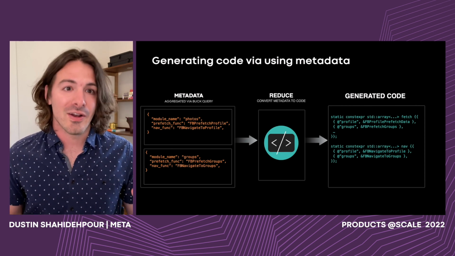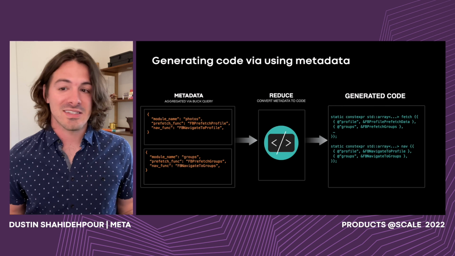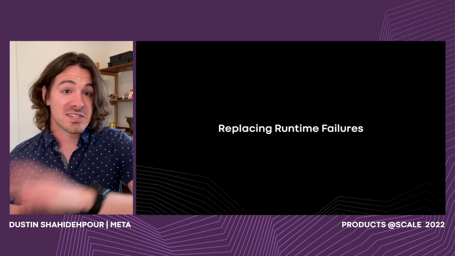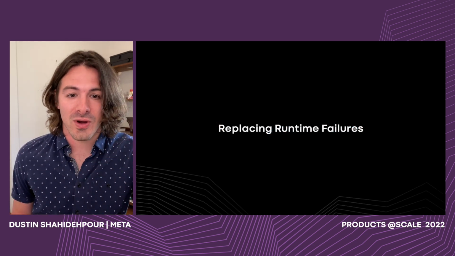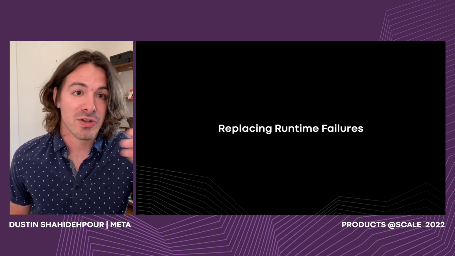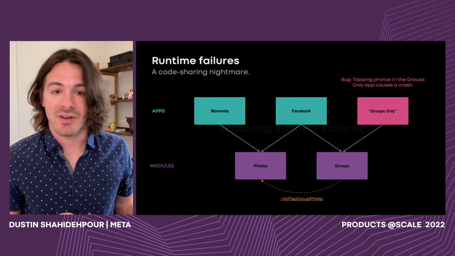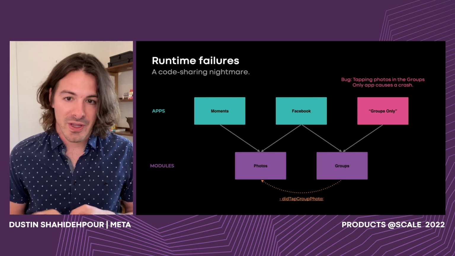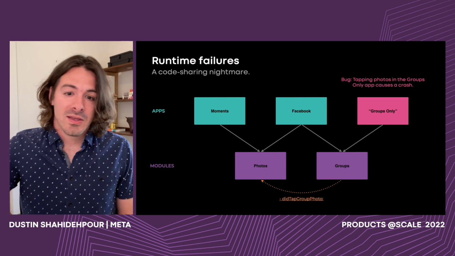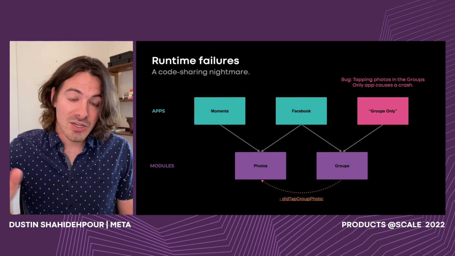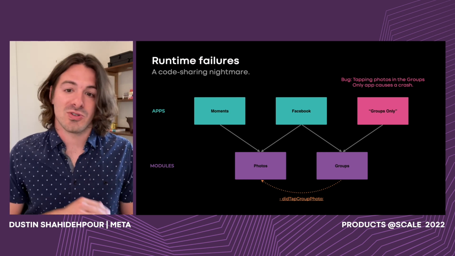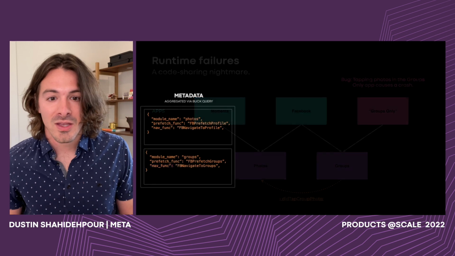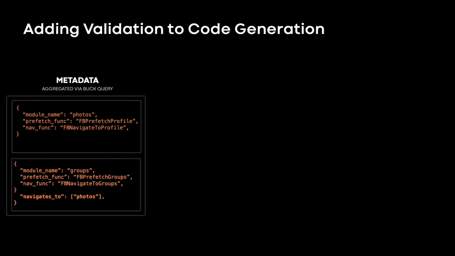It's always just generated for you when you build, which is really slick. We took this a step further and started to use this for notifying you that you might have a future runtime failure. You remember this example earlier where you have the groups only app, you tap a photo, and then you try to go to the photos module, but there is no photos module inside of groups only, so you crash. What we started to do is we updated this JSON to include another field saying, hey, just so you know, I inspected the code and groups navigates to photos.